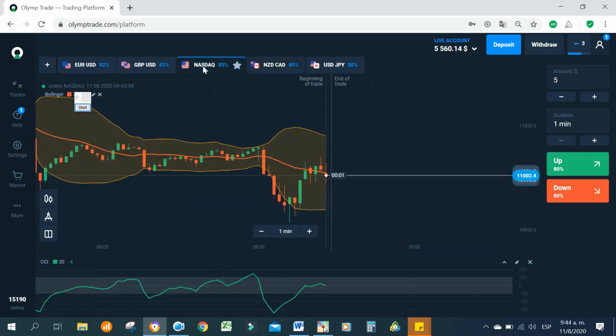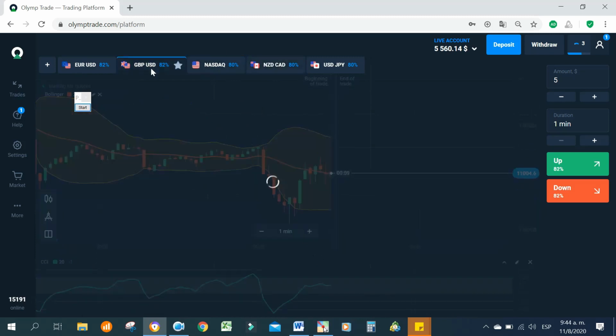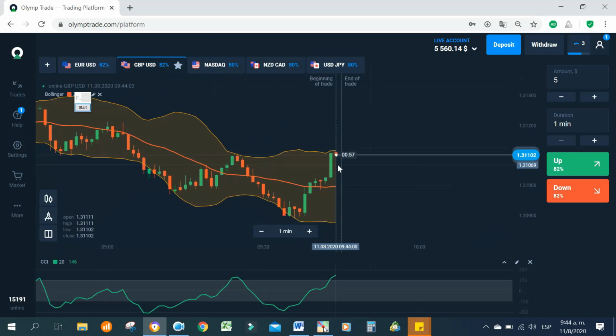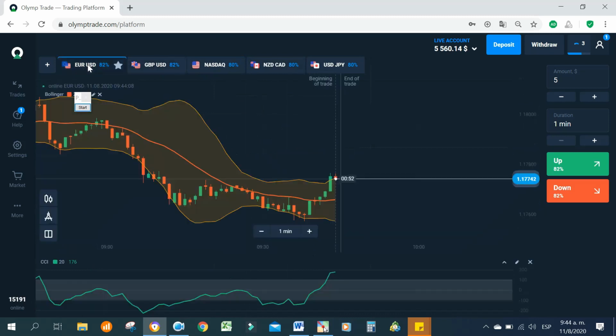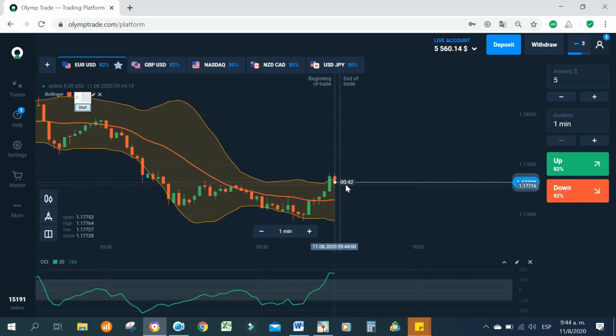In the meantime, let me see the other pairs. Okay, this could be a good signal, and also this one. But I need to wait until this candlestick closes.